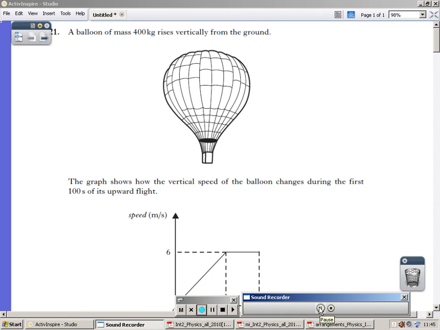So here we have the 2010 Intermediate 2 Physics question 21, where it says, a balloon of mass 400 kilograms rises vertically from the ground. The graph shows how the vertical speed of the balloon changes during the first 100 seconds of its flight upwards.